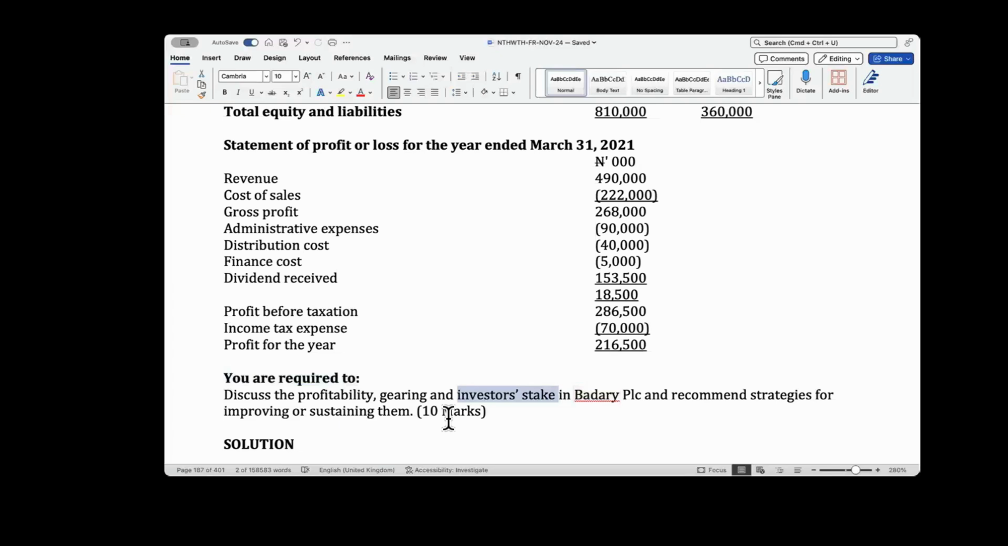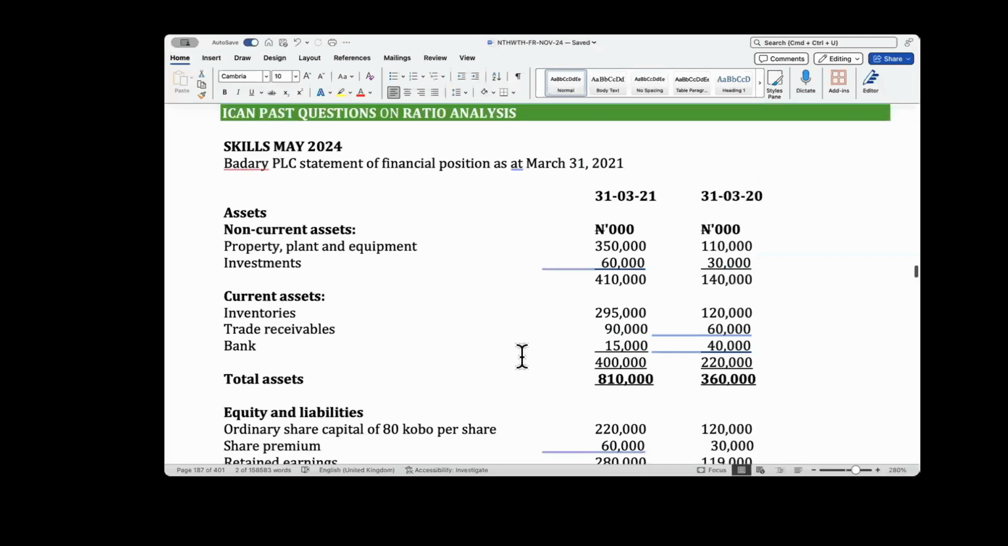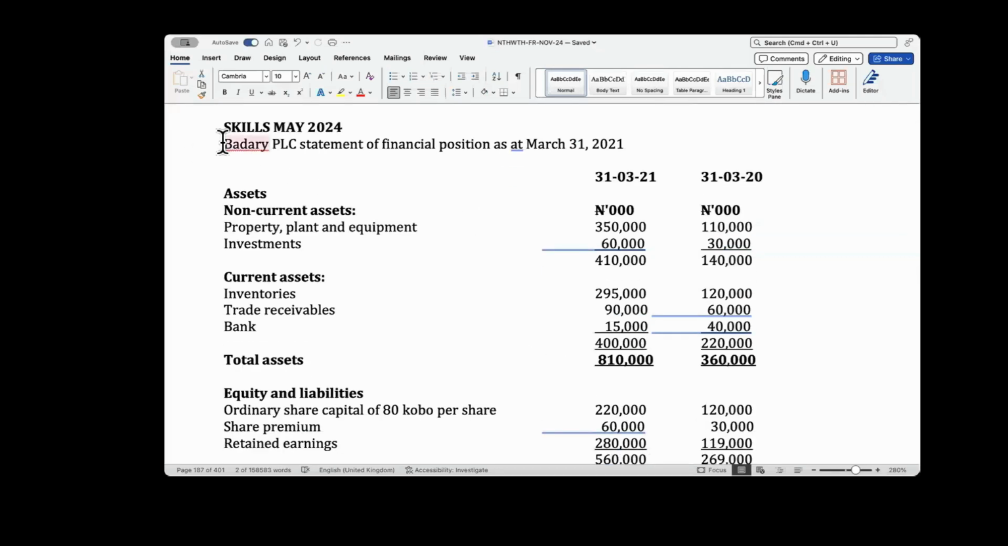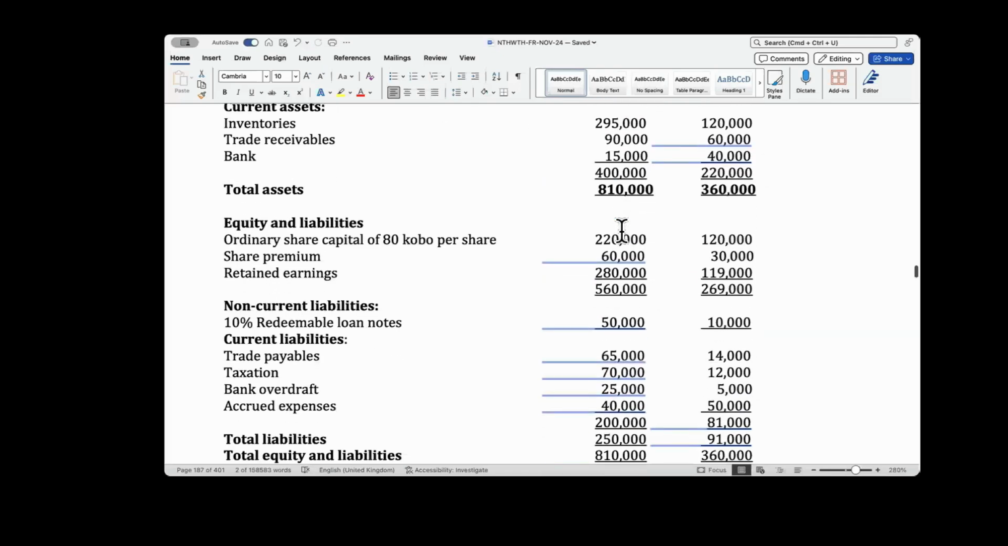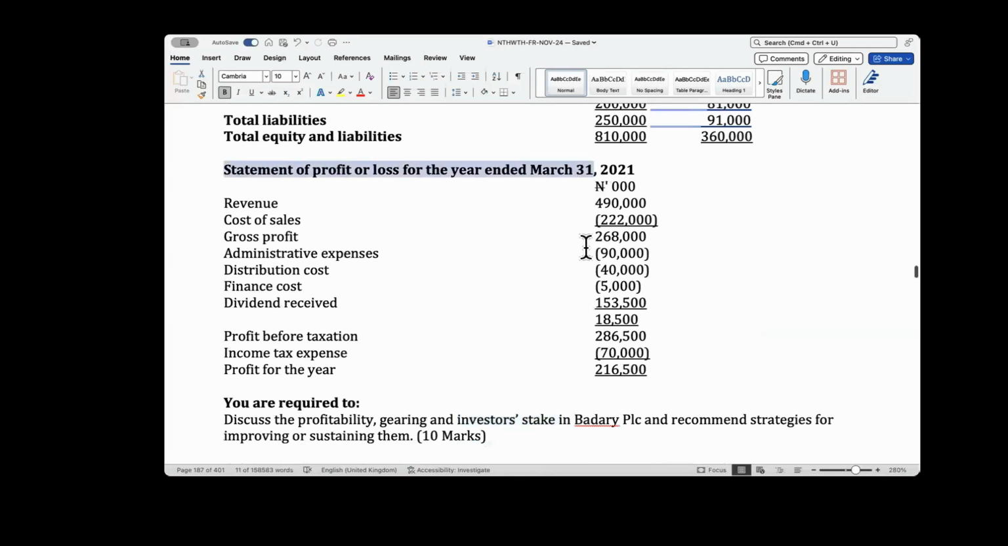So the question wants you to discuss profitability, gearing, and investor stake. How can we discuss these 3 key items when what the examiner has given us is the statement of financial position of Badari for 2 years, and the statement of profit or loss of Badari for 1 year? They want us to discuss profitability. So how do you do it in the exam?